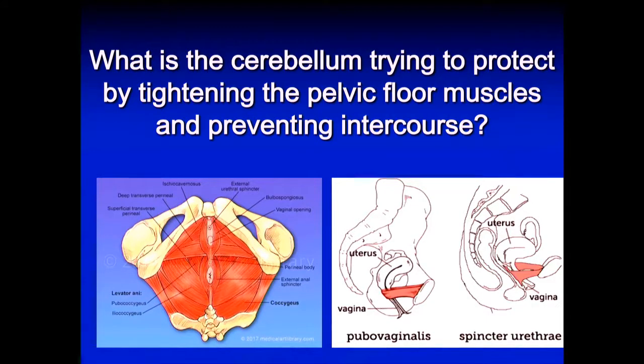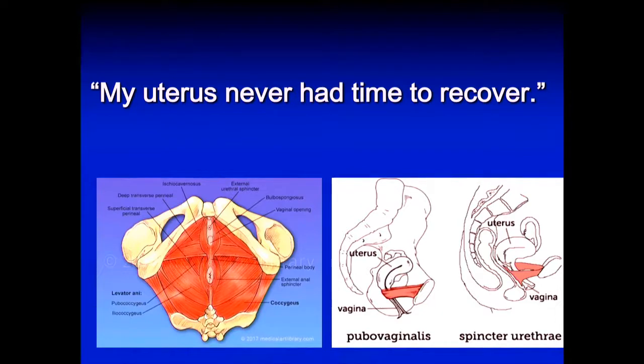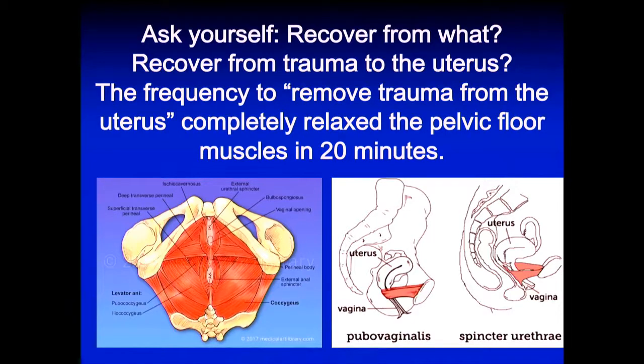By contracting these muscles, there's the uterus, there's your sacrum, there's the pelvis, there's the uterus. There's the muscles, there's the uterus. What is the cerebellum trying to protect by tightening the pelvic floor muscles and preventing intercourse? My uterus never had time to recover. Ask yourself, recover from what? I use the frequency, the first thing you'd think of, right, is the emotional trauma. So I used the frequency for the emotional trauma. Did nothing, like nothing.